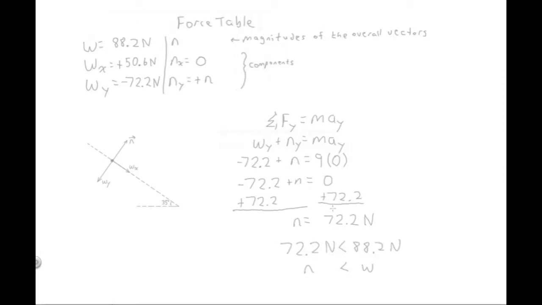And notice that, in fact, the magnitude of the normal force came out to equal the magnitude of the y component of the weight. The magnitude of our normal force, 72.2 newtons, equals the magnitude of the y component of the weight, which is also 72.2 newtons, just like we would expect from this version of the free body diagram. This version of the free body diagram suggests that the normal force has to equal w sub y in magnitude in order to cancel out w sub y, and that's the result that we got from our mathematics. So we're seeing that our result does make sense.